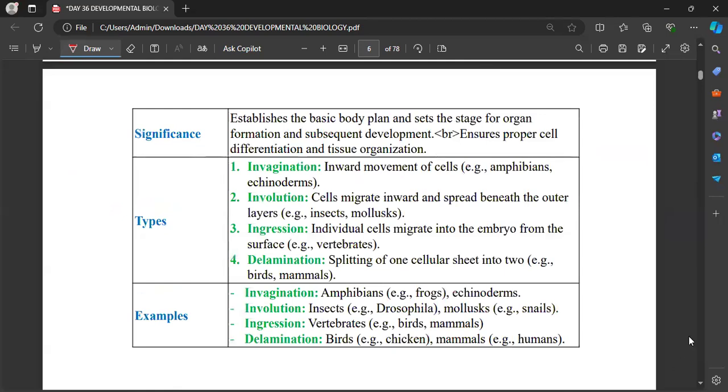Why does gastrulation have to happen? Because it establishes the basic body plan and sets the stage for organ formation and subsequent development. This is the basic process for cells to differentiate and form tissues and organs. Now, what are all the types? Invagination, involution, ingression, delamination. You should know all these technical terms and their meanings.